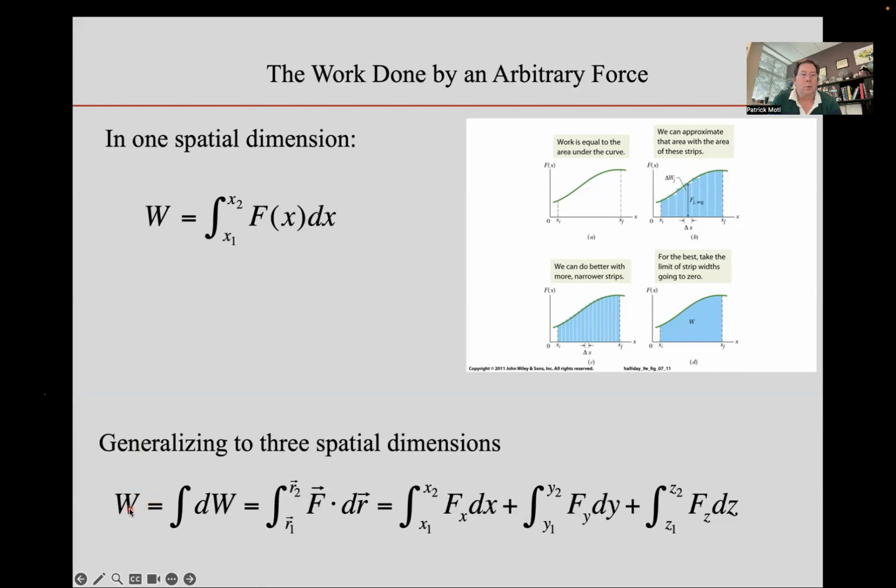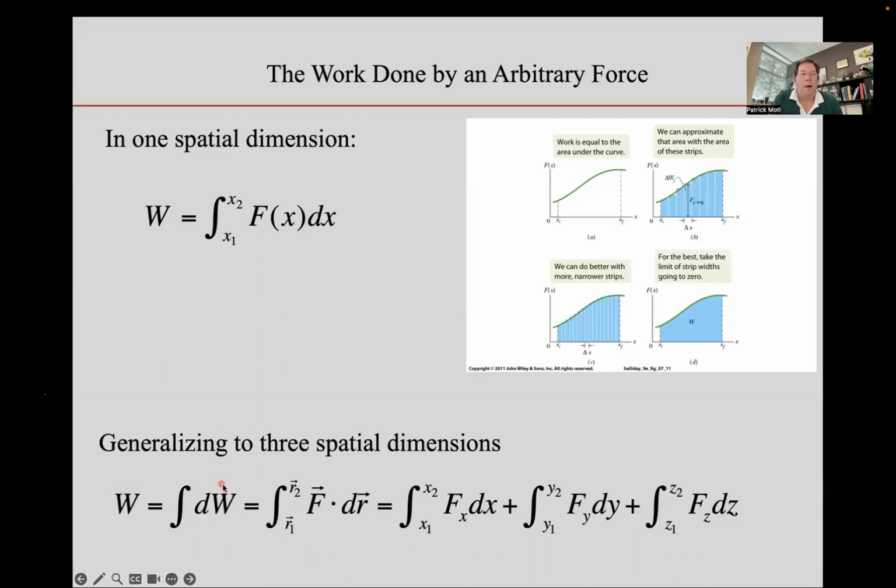Well, I get the work by doing the integral of the differential of work. That differential of work, dW, means I'm integrating the force dot product with a differential in coordinate position, dr vector. I start from some initial point in three-dimensional space, R1, and I'm going to end at some final point in three-dimensional space, R2. This scalar product, in Cartesian components, has a part along x, a part along y, and a part along z. I have to treat all of those equally.